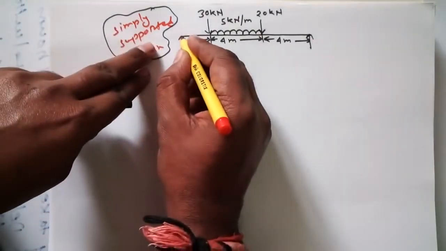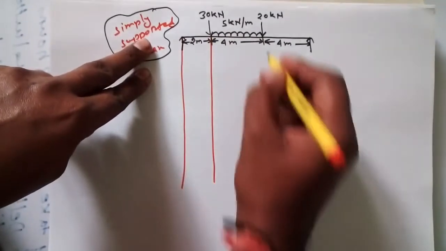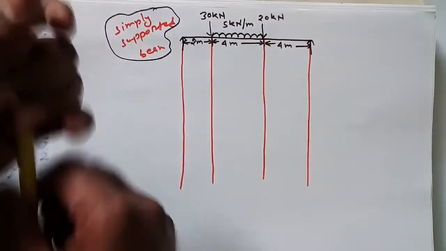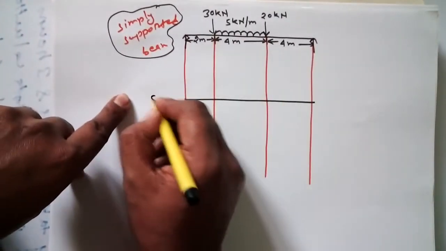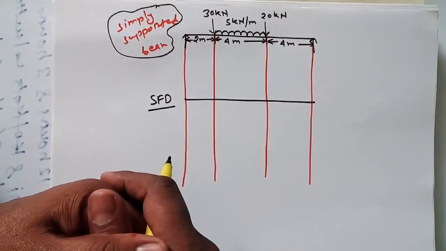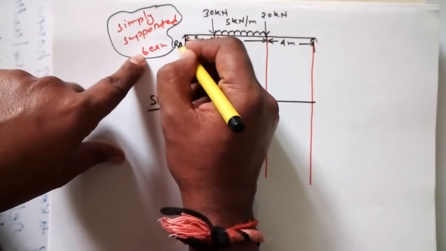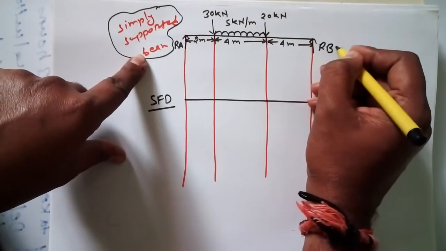So let me first extend these lines, so that I can draw the shear force and bending moment diagrams for this question. I'm taking this as a reference line, this as a reference line, and here I'm going to draw the shear force diagram. First of all, I have to find out the reaction forces. Here let me take reaction force A, and here reaction force B.